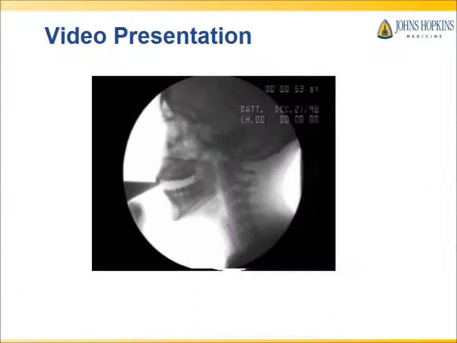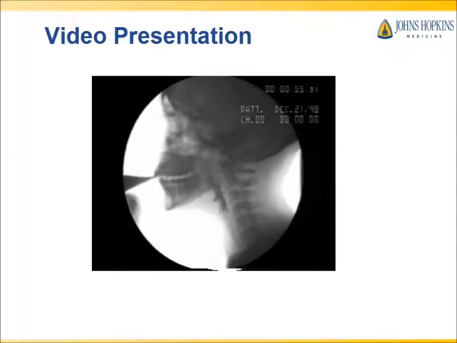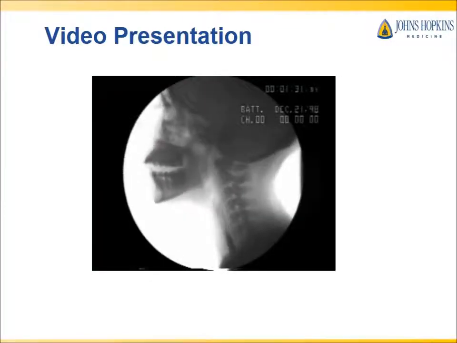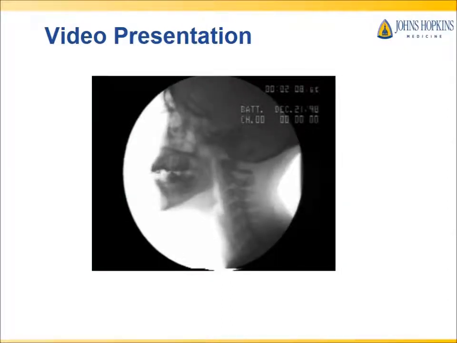This is a video fluoroscopic swallow study of a normal swallow. The oral phase includes retrieving the bolus with adequate lip closure, mastication of solids, and coordinating transfer of the bolus posteriorly into the oral cavity in preparation of propulsion into the pharynx. The pharyngeal phase of swallowing is initiated when the bolus reaches the faucial pillars.